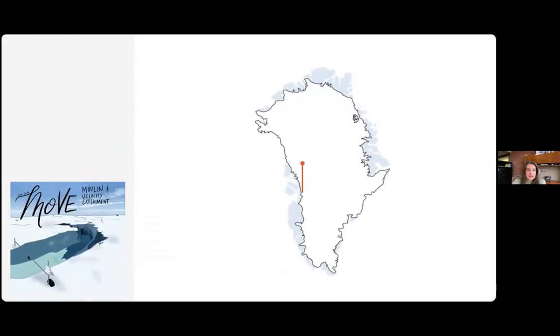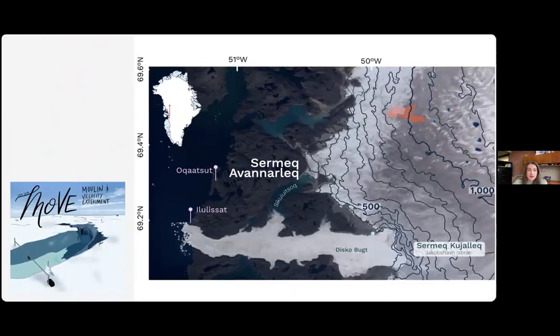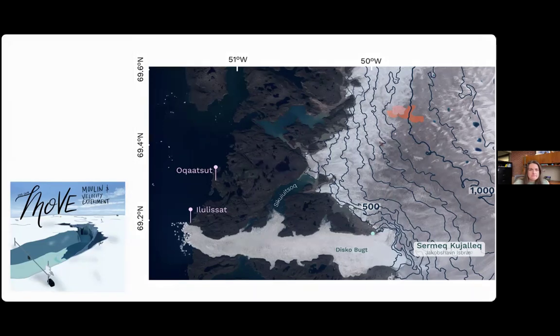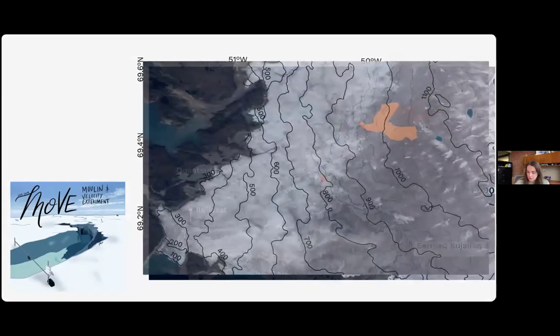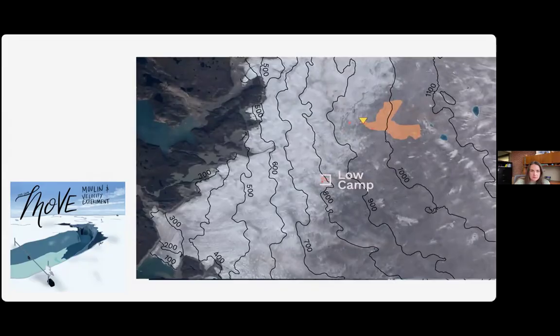So this work was done in Pakitsoq in Southwest Greenland, on Sermeq Avannarleq, north of Sermeq Kujalleq. Here I'll zoom you in really quick. This work was done mainly at two field sites. We have a lower camp, a lower elevation site around 800 meters elevation, and a higher elevation site called high camp, around 950 to 1,050 or so meters elevation band.